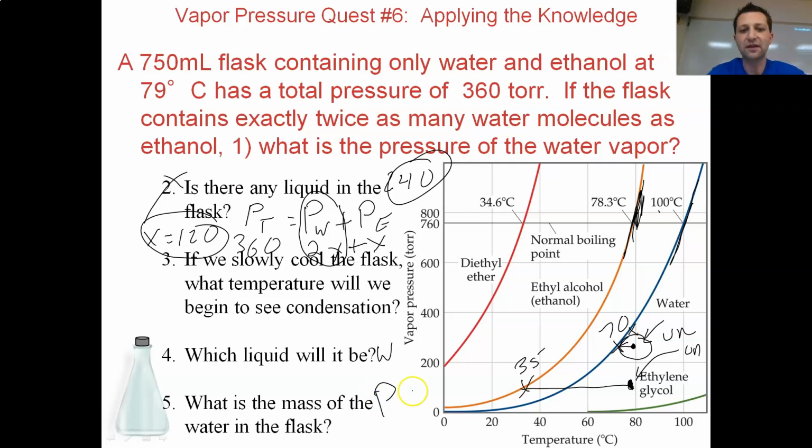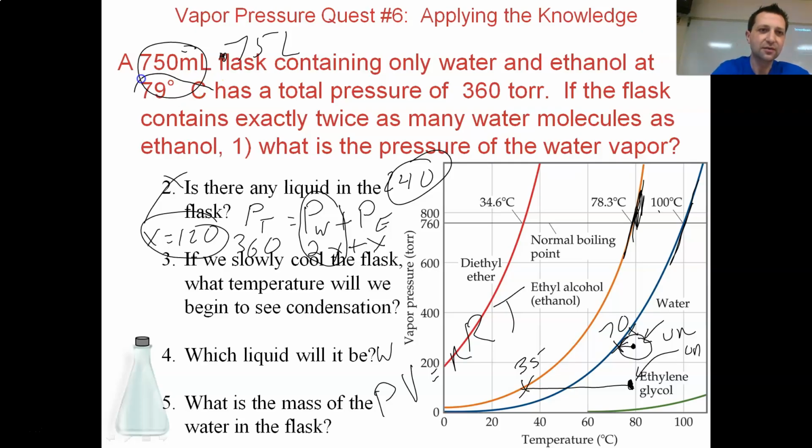We have the volume of the flask, 0.75 liters. We don't have the moles of water. We have R, and we have the temperature. We're going to assume, what's the mass of the water in the flask? We're going to assume it's at 79 degrees Celsius. Okay, so we have that.